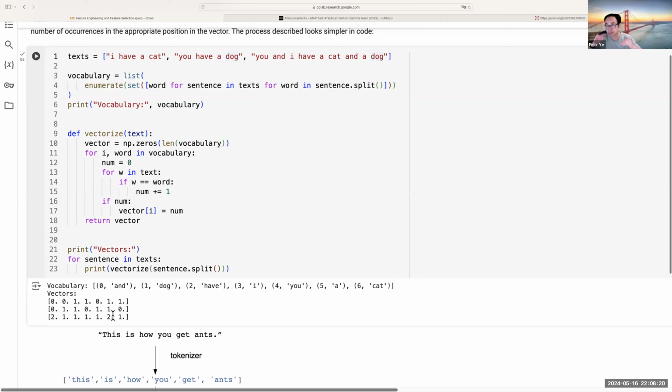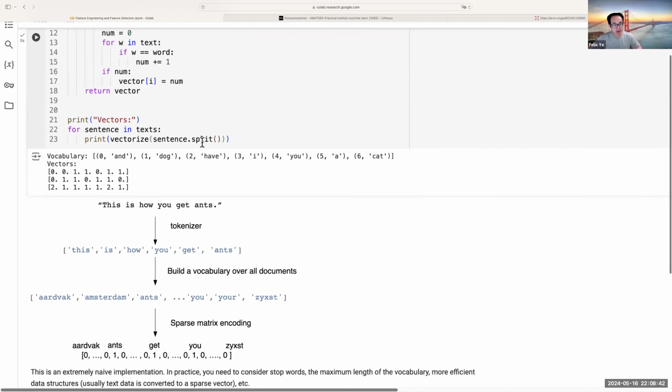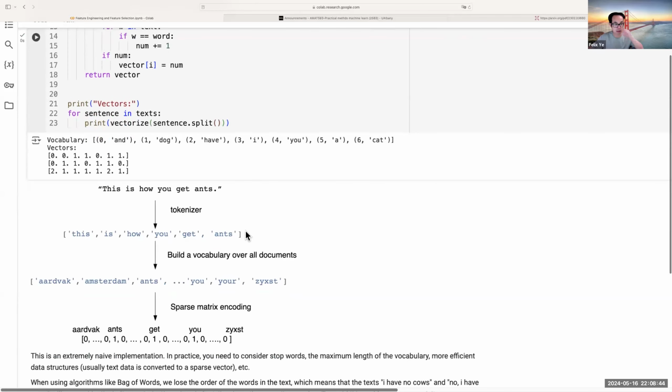So this actually uses the number of occurrences of these words, and it shows up, and we just summarize it in these simple vectors. But of course, this vocabulary, or the dictionary, is super small because we only have these 7 words. But in reality, what we are trying to do is, for example, this is how you get ants.